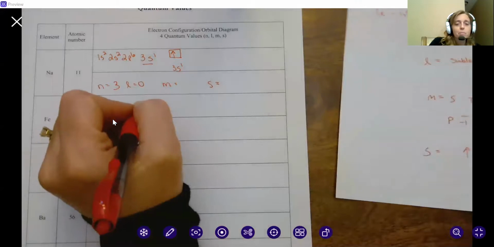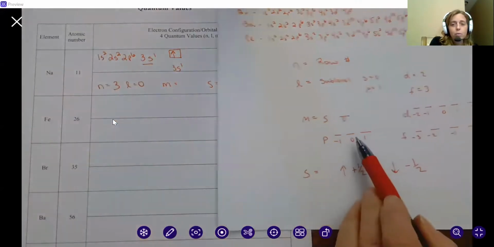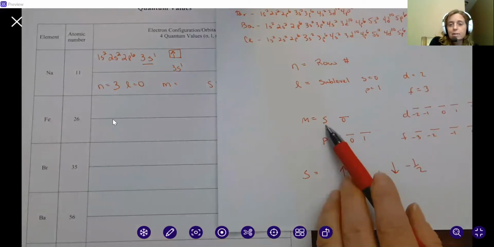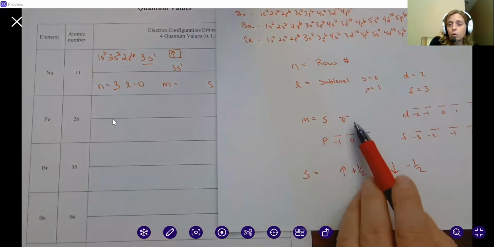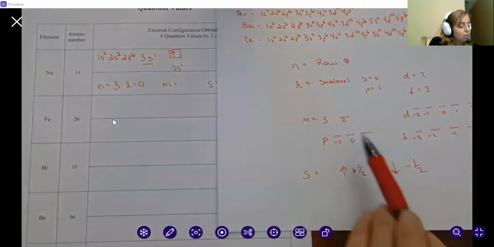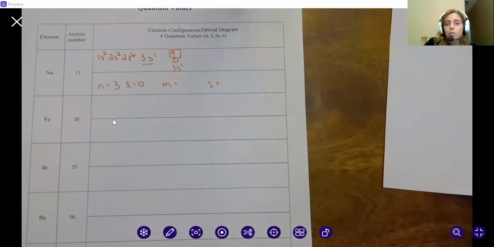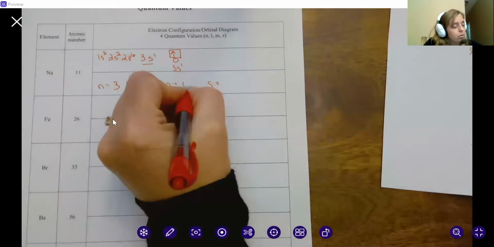So you know I have this box up here. If you go back and look under what you wrote on your periodic table, when I stop in the S sublevel, I only have one orbital, and the number that's assigned underneath that orbital is 0. So there's actually a 0 underneath the box. So M is going to also equal 0.